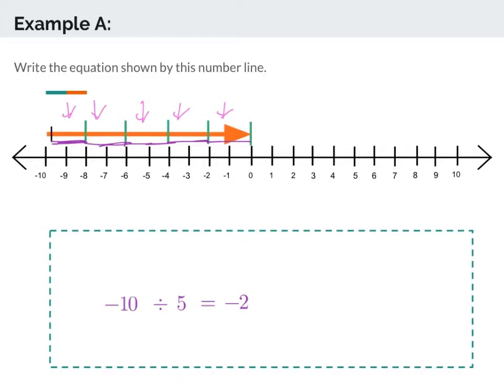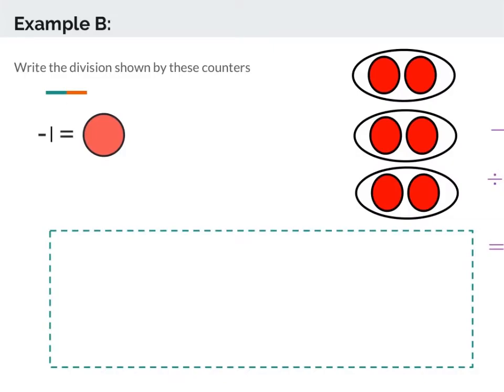Now let's take a look at how to do it with counters in example B. Here we are at example B, and it says write the division shown by these counters. I've got 6 counters there, and I need to know how much each of these counters stands for. Over on my left-hand side, I've got a key that tells me that -1 is equal to one of these red counters. So how many counters do I have? 1, 2, 3, 4, 5, 6. So I have 6 -1 counters, or -6.